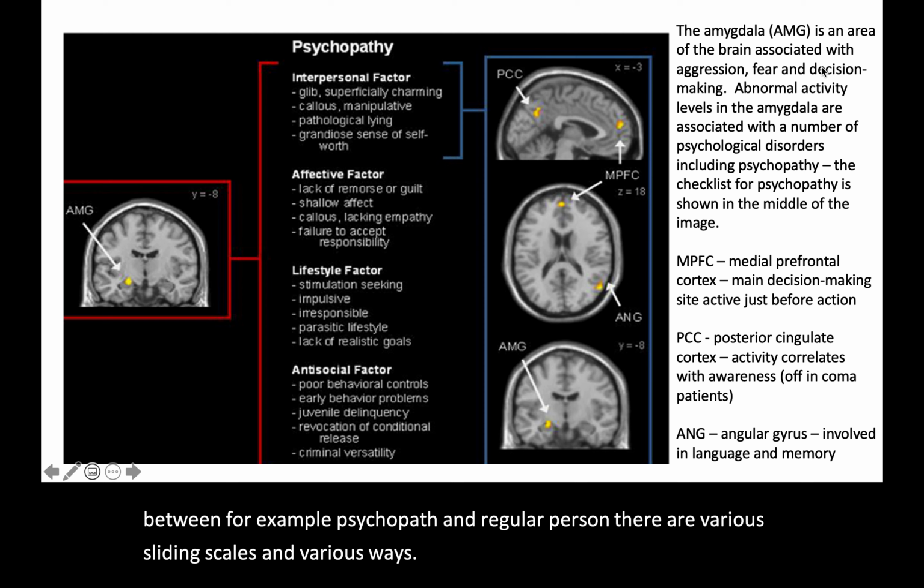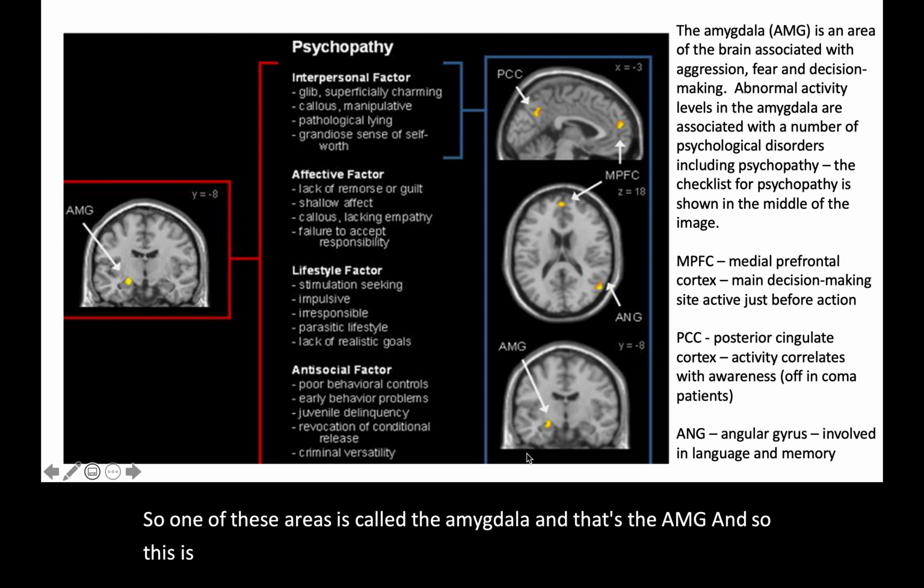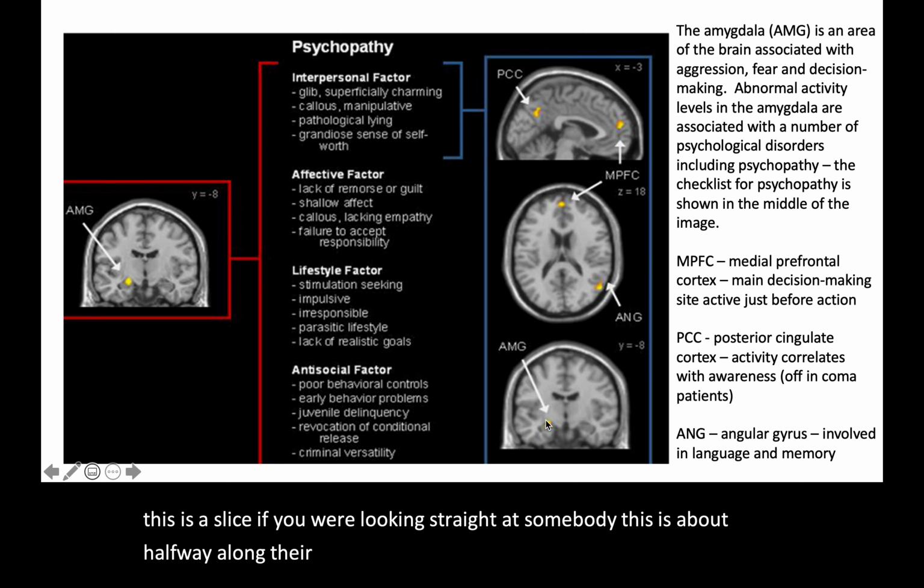So one of these areas is called the amygdala, and that's the AMG. And so this is a slice. If you were looking straight at somebody, this is about halfway along their brain, and that little bit right down there is where the amygdala is. So it's an area that's associated with fear and aggression, and it lights up during decision making.